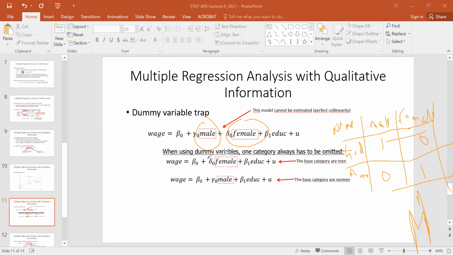You must drop one of them. Either you define for females or for male, choose one and run. So over here, the base category is men because men are taking a value of 0. In the other case, the base category is women. Women are taking a value of 0. So remember, dummy variable trap. And it is actually the reason why we leave out the base, one of them, okay?